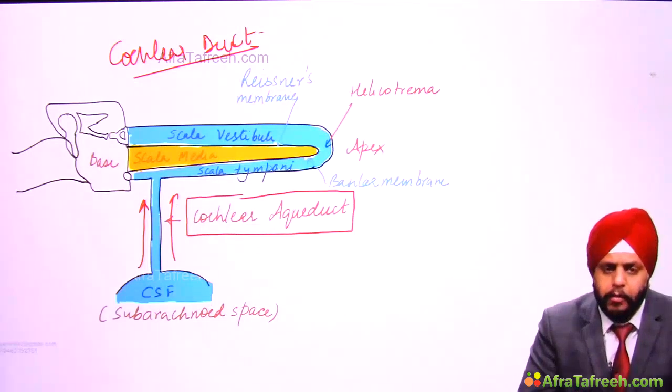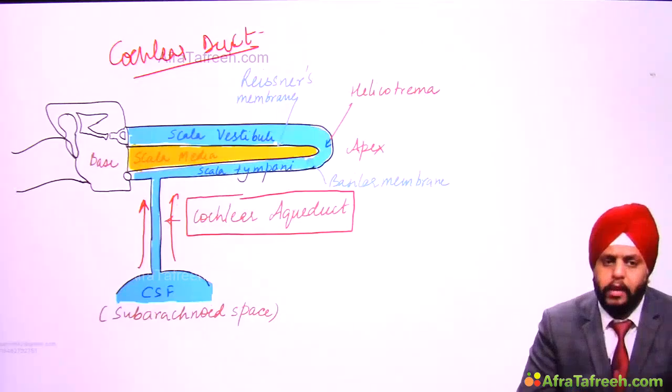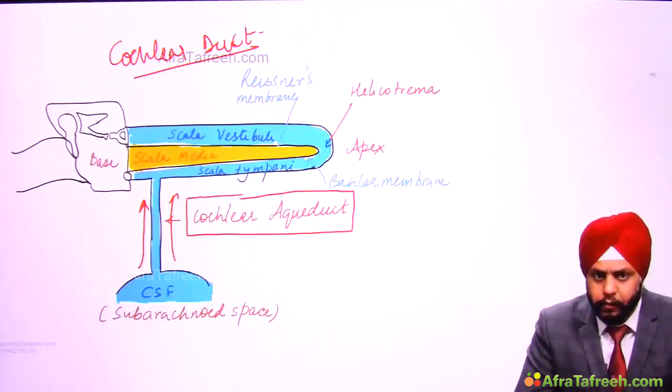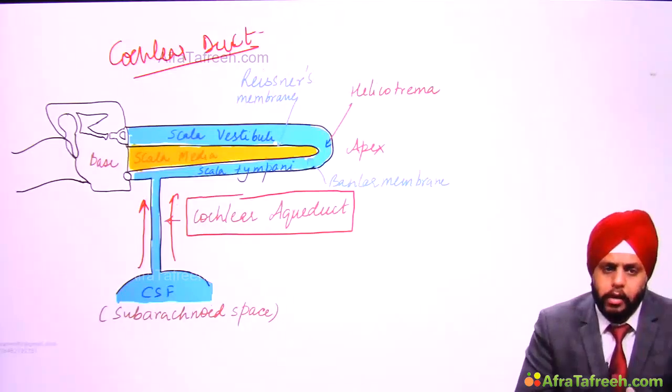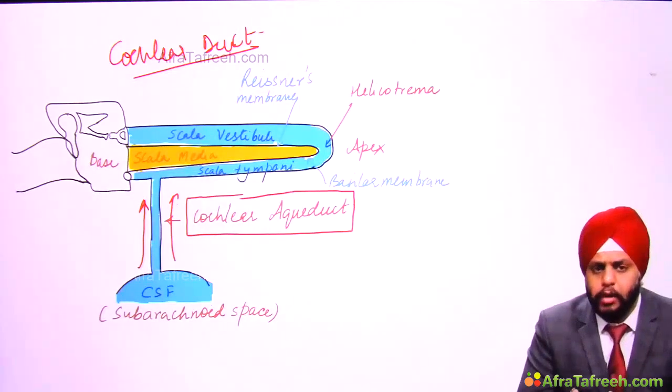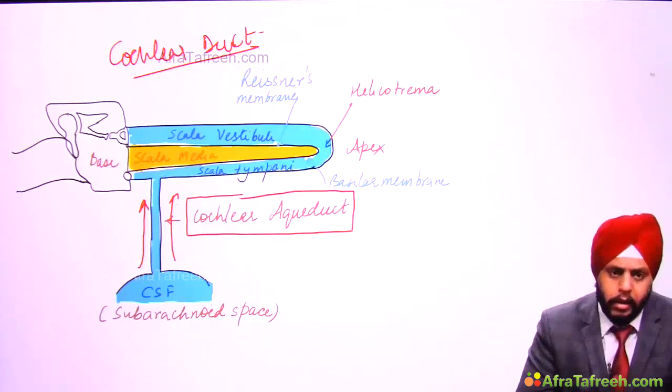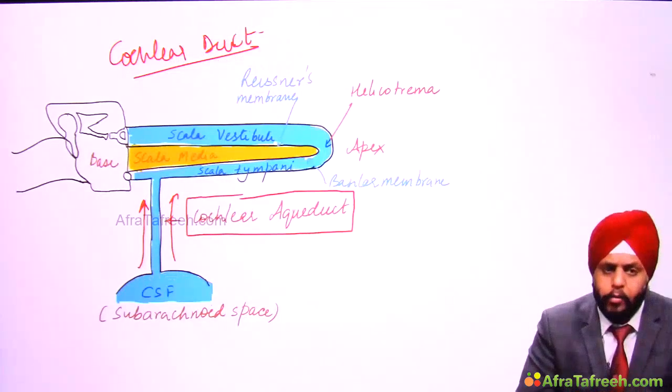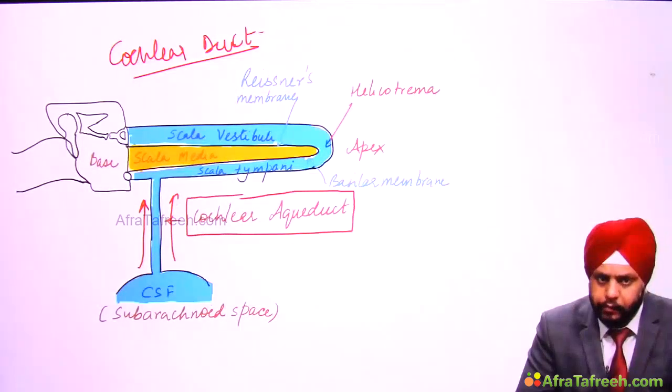So what is perilymph? Perilymph is CSF, or you can say it is an ultrafiltrate of CSF, because in this cochlear aqueduct, the CSF filters and comes into the inner ear. So remember, the inner ear perilymph composition is same as CSF.